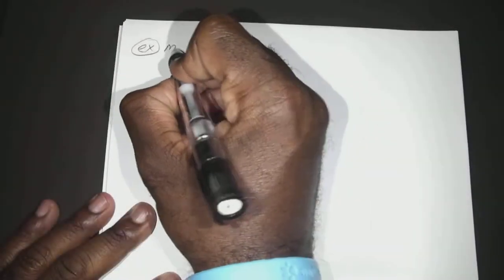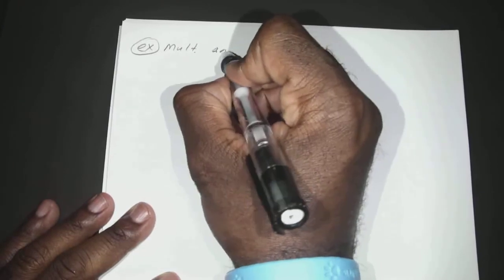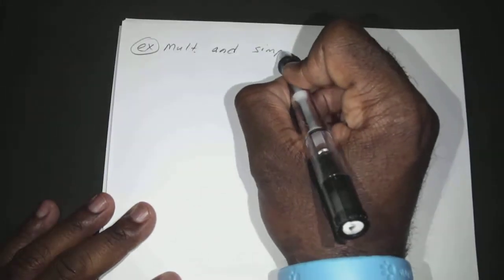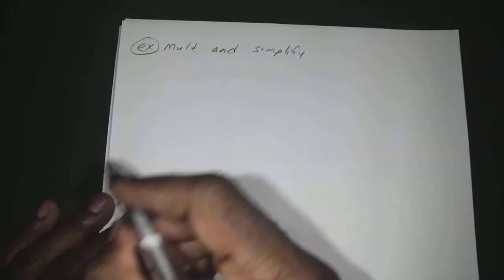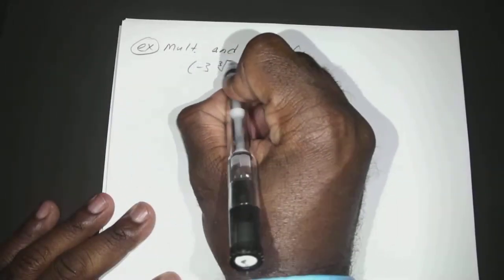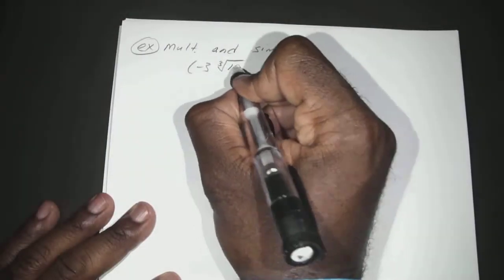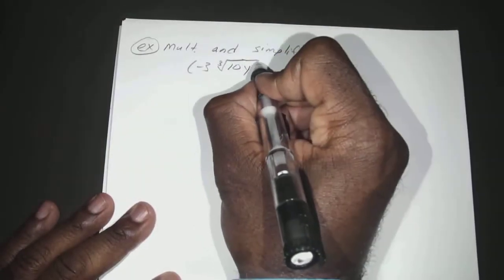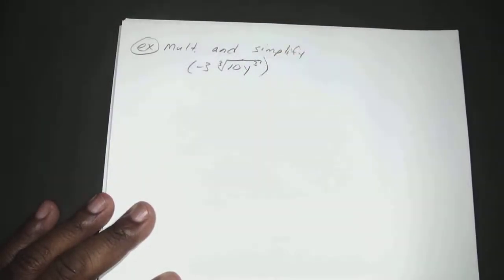Okay, so what if we wanted to multiply and simplify? Negative 3 times the cube root of 10y to the third power, and that entire thing raised to the third power.